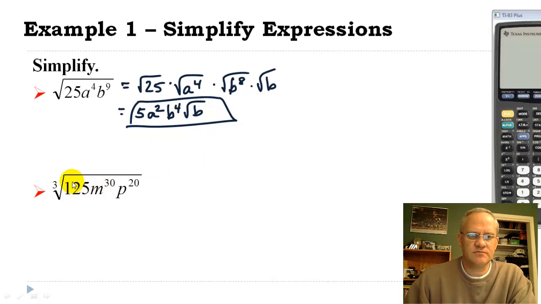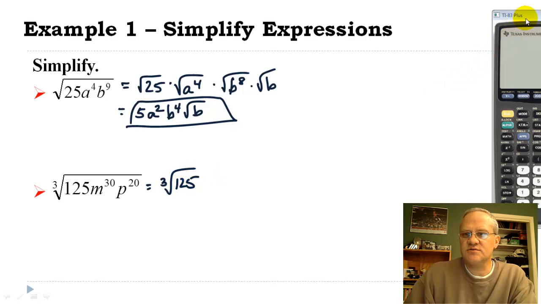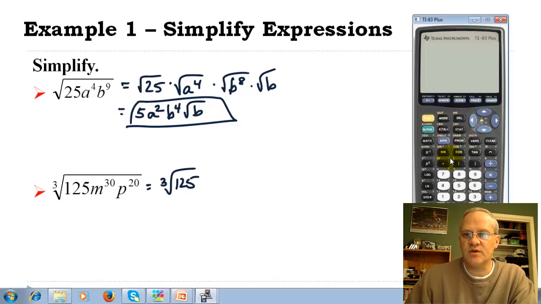Alright, let's look at the next one here. A little more difficult because of the cubed root, but we can follow the same procedures here. So first of all, let's split this up. We have the cubed root of 125. This time I've got my calculator up here.